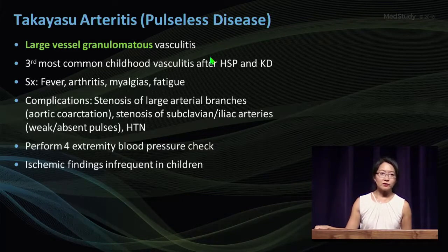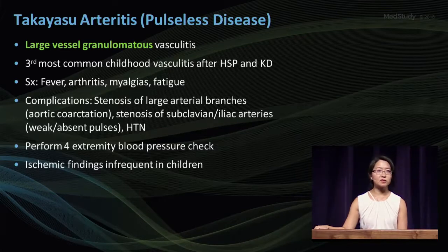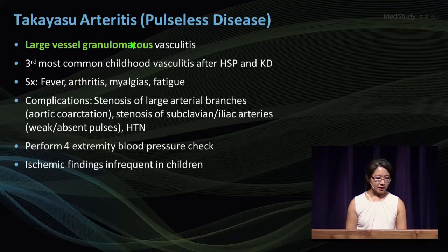Next, we have the large blood vessel vasculitis, Takayasu. It's also called pulseless disease. And the reason why it's called pulseless disease is when there's active inflammation, the blood vessel can stenose, and then you won't feel the pulse. It's the third most common childhood vasculitis after HSP and Kawasaki's disease. Symptoms can include fever, arthritis, myalgias, and fatigue. And these patients can have complications of stenosis in the large vessels.